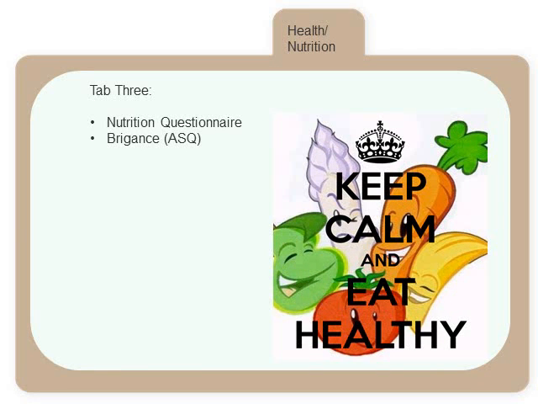Tab 3 is the Health and Nutrition section. This information is generated by both the health staff and the Education Department. Be sure that all current information is placed on the top, but grouped as documented above. The information under Tab 3 is as follows: the Nutrition Questionnaire and the Brigance, or ASQ.